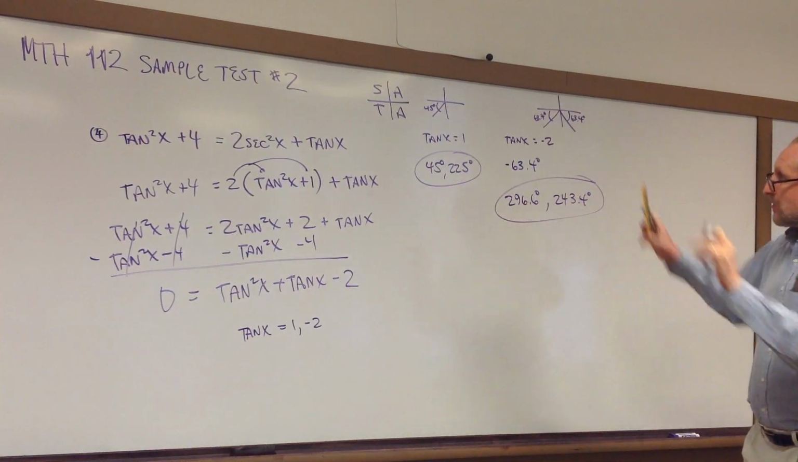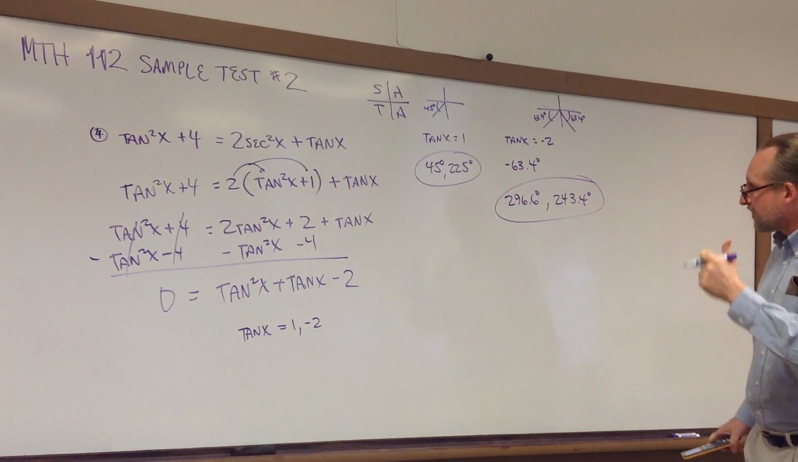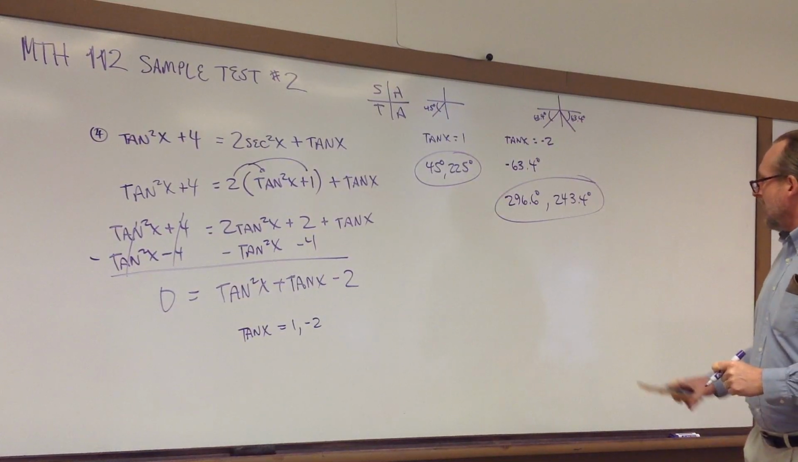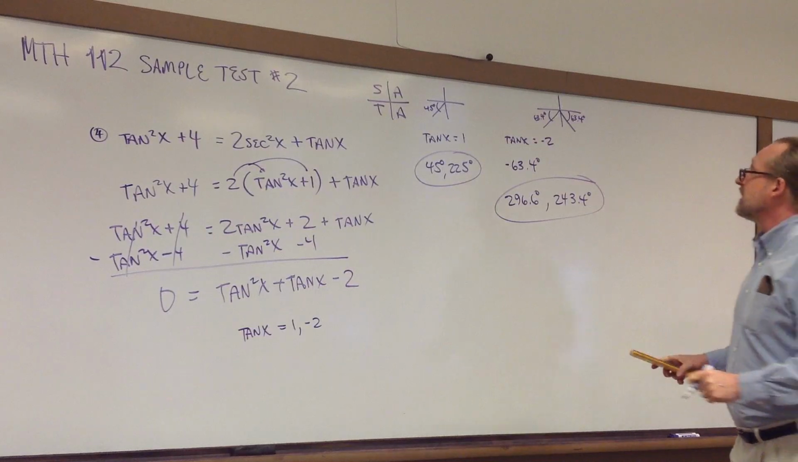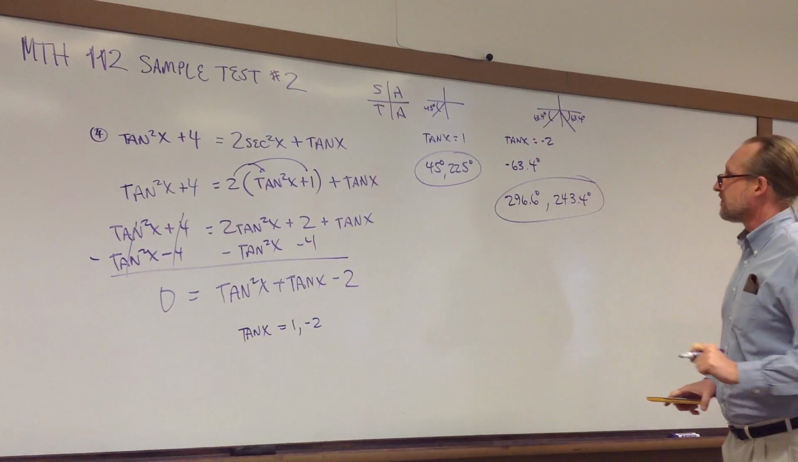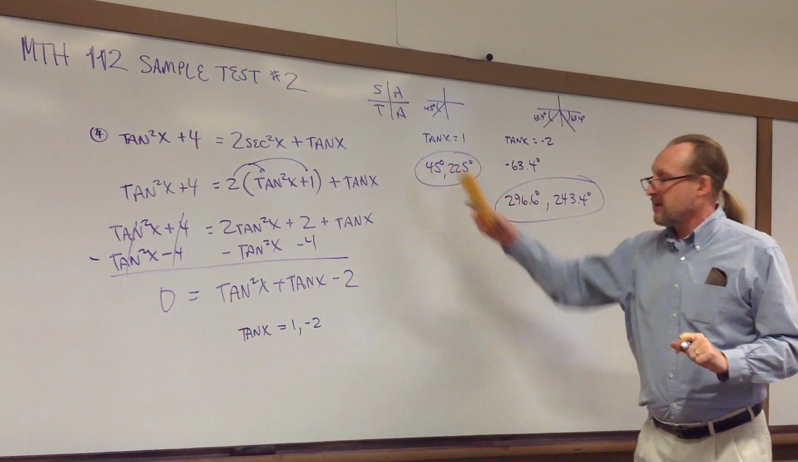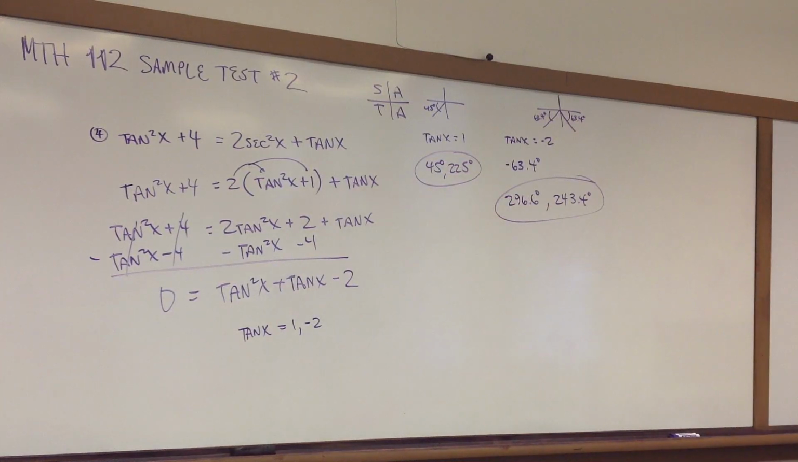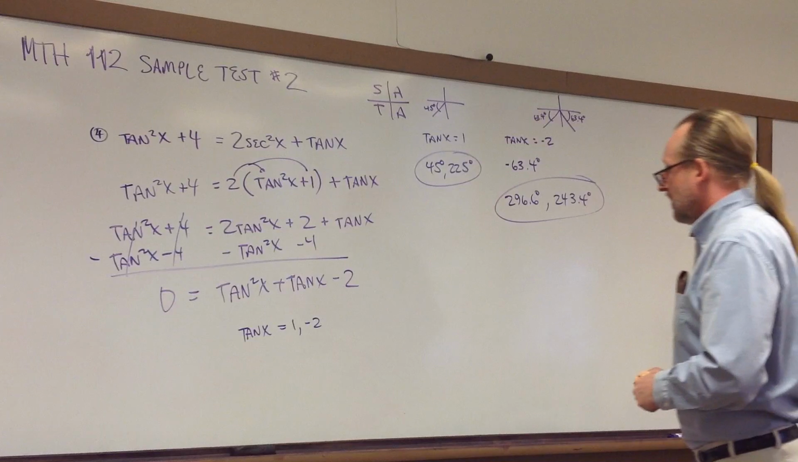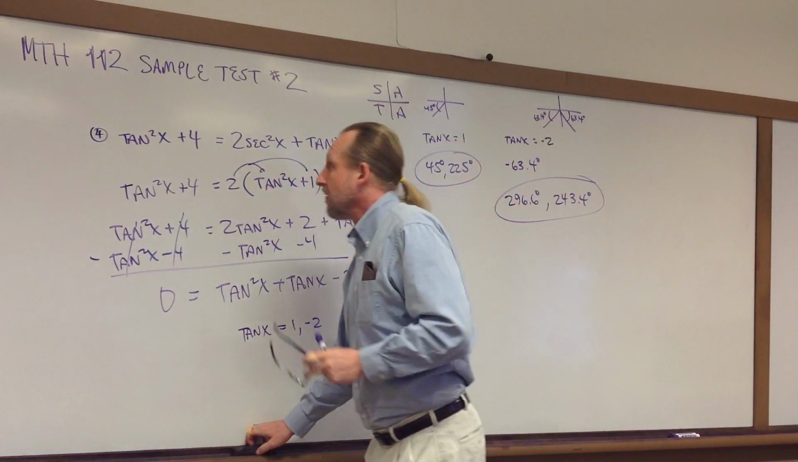Okay, so there's those answers. They're all between 0 and 360. That's what the problem asked for. And they're also rounded to the nearest tenth of a degree. Okay, these came out as exact values, and that's fine. All right, let's take a look at problem 5.